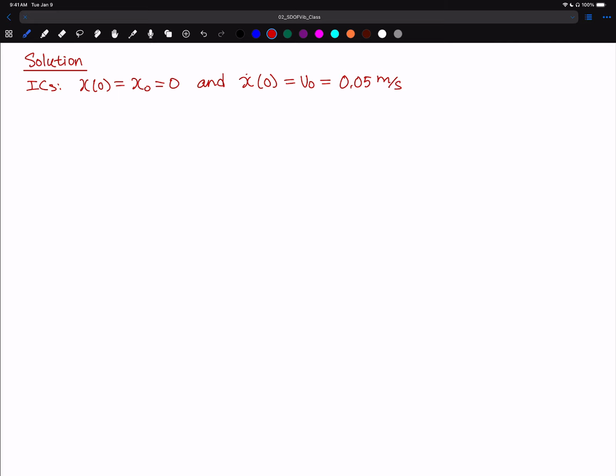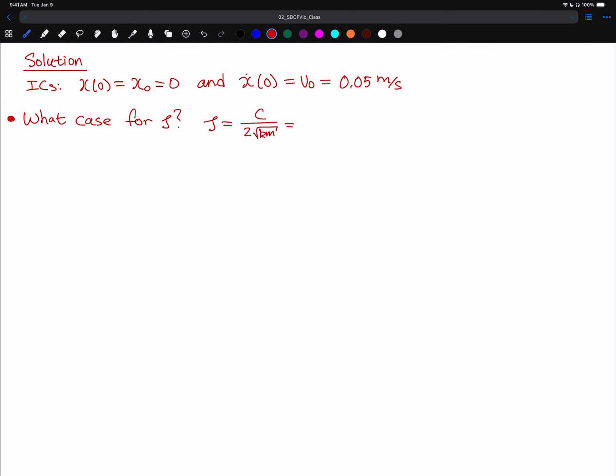We now need to ask the question of what is the case for zeta? Is it underdamped, critically damped, or overdamped? To find the case for zeta, we need to compute zeta. So zeta is equal to c over 2 times the square root of km.